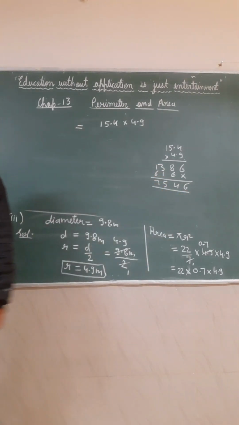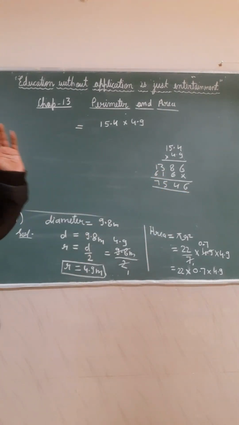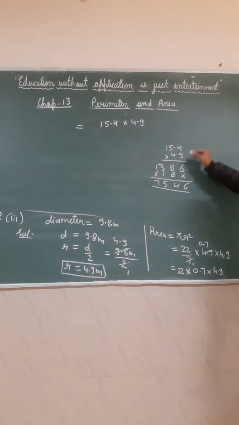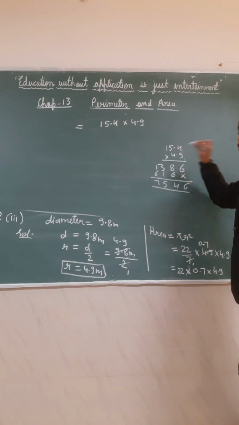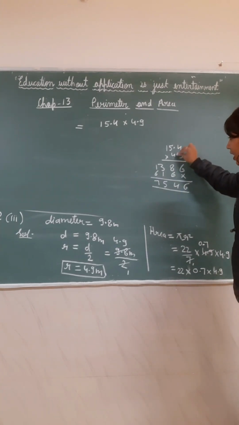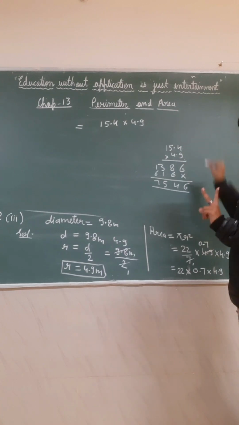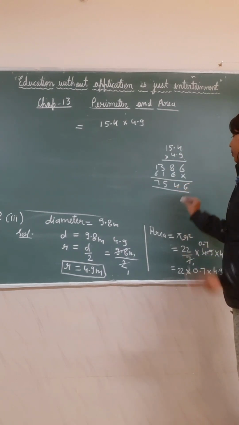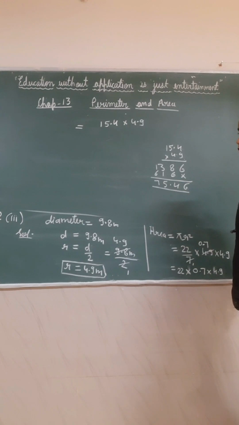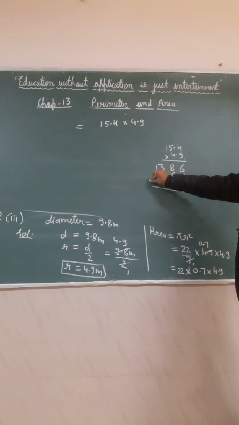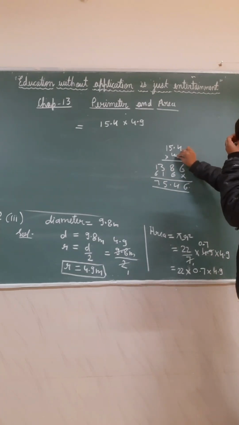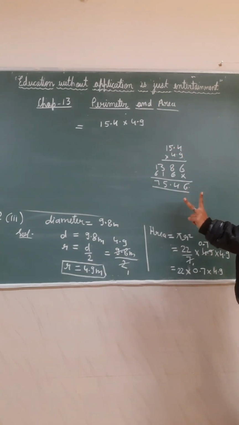So most of the students make mistakes in decimal multiplication. So look here class, after how many digits do we have to put the decimal? After 2 digits. Why? Because here 1 digit and here 1 digit, that is total 2 digits. So after 2 digits we have to put the decimal. We always move from right to left. So it will be 75.46.